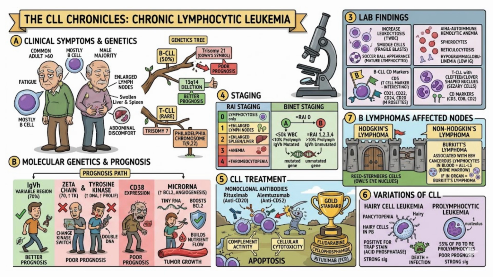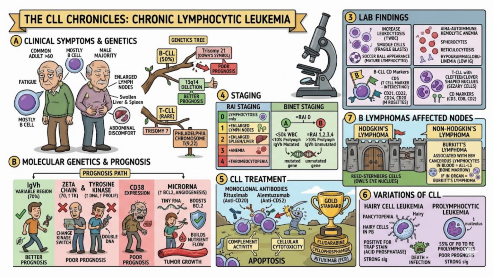The Rye staging progresses from stage 0 involving only lymphocytosis to stage 4 involving thrombocytopenia, while the Binet system categorizes patients based on white blood cell counts and the percentage of prolymphocytes, ultimately guiding treatment. The chart outlines current therapeutic strategies focusing on the use of monoclonal antibodies such as rituximab and alemtuzumab to activate complement activity and cellular cytotoxicity against CLL cells.